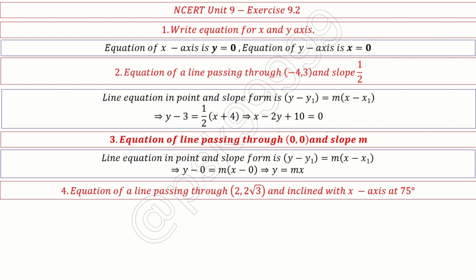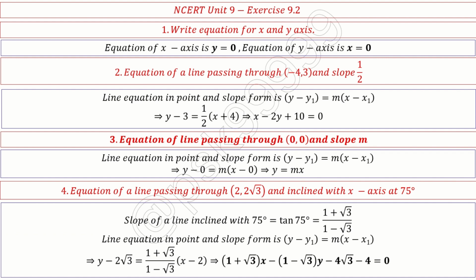Equation of a line passing through a point and inclined at a given angle. Inclined with the x-axis at 75 degrees. So what is the slope? The slope is tan 75. Correct? So tan 75 is nothing but (1 plus root 3) by (1 minus root 3). So you can use the point slope form and then you'll get the equation.